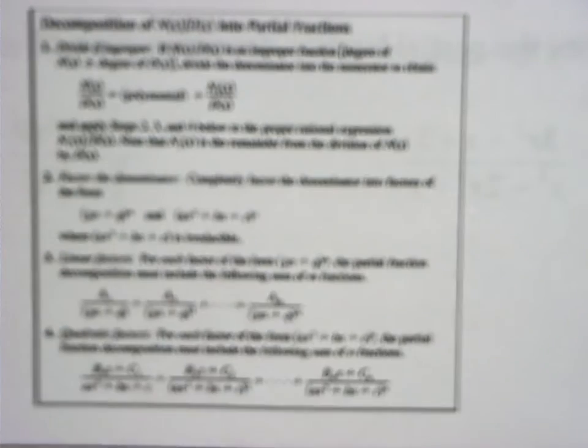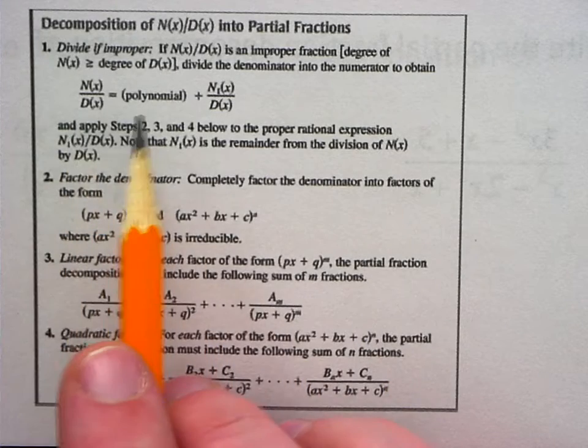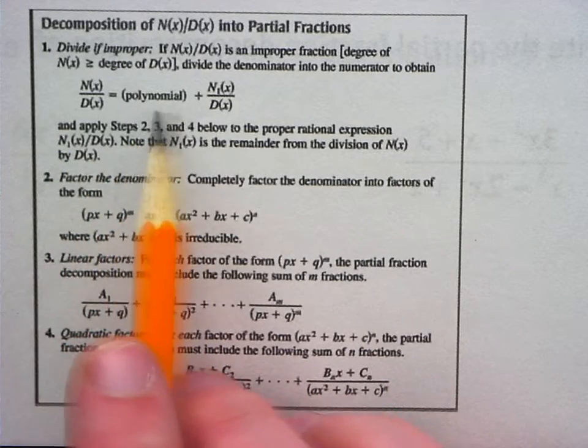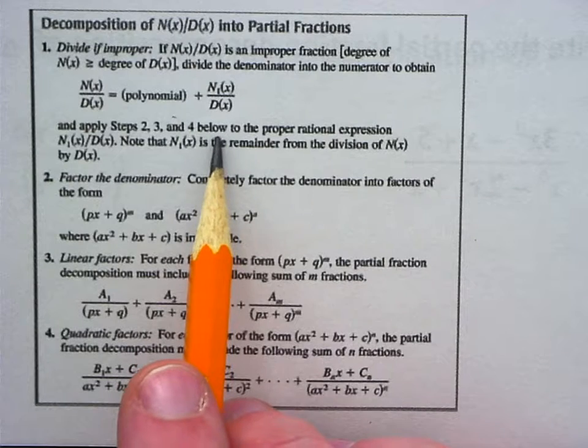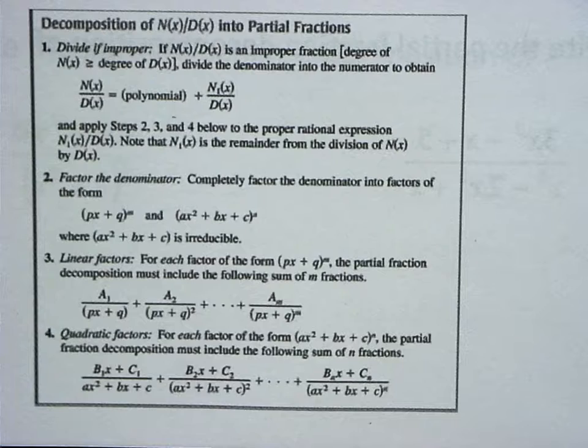Honestly, the book talks about this in general terms, and this is accurate, but this can be a bit confusing. Numerator is n of x, denominator is d of x. If it's an improper fraction, in other words, the degree of the top is bigger than the degree of the bottom, then before you can do this process, you first have to do division on it. Change it into a polynomial plus the remainder over that same denominator. Then you do this process on the remainder, on that fraction.